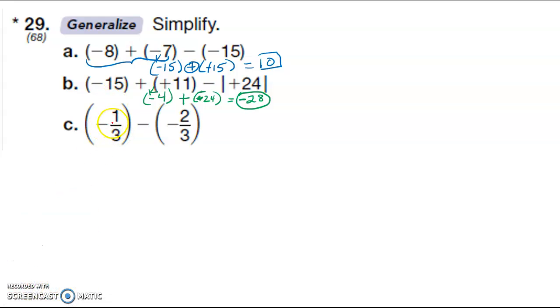And then the last one on this page, -1/3 minus a -2/3. It's a subtraction problem, so I'm going to keep, change, change. So now I have -1/3 plus a +2/3. 2/3 minus 1/3 gives me 1/3, and it's positive because 2/3 is larger. And I think that might be the last one.